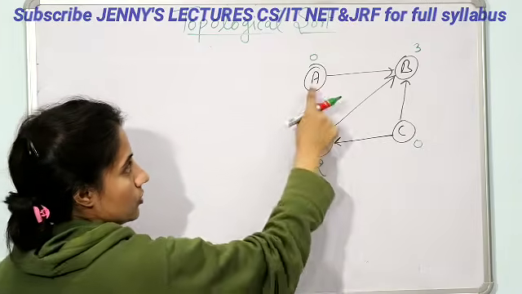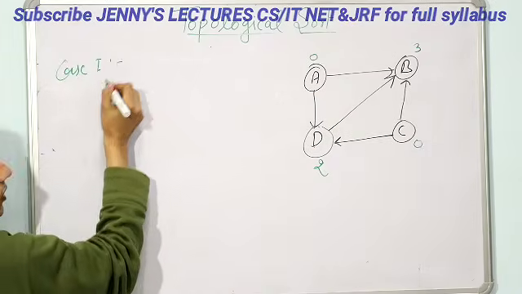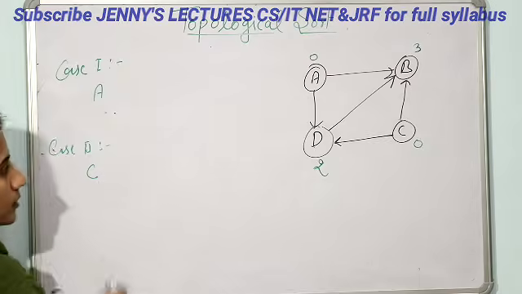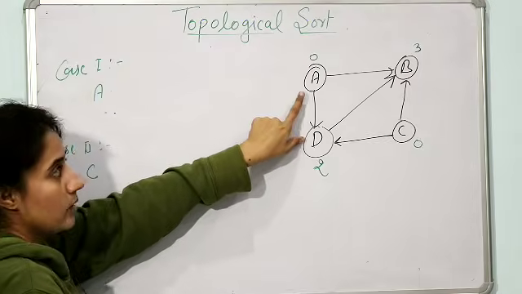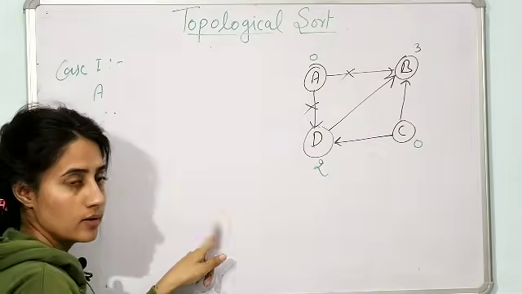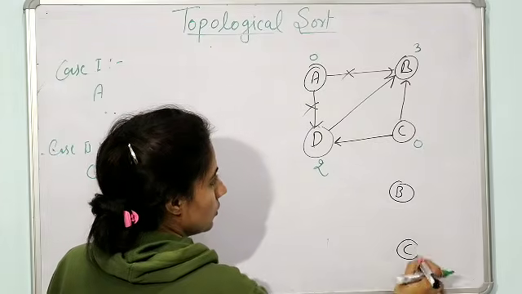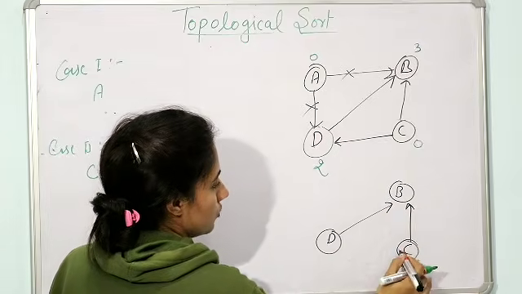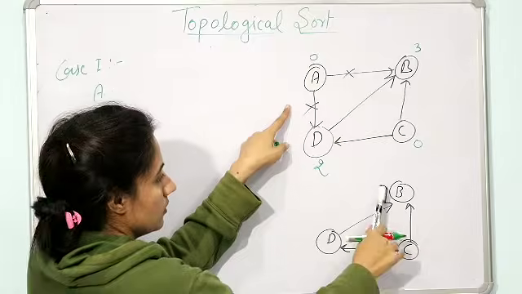You can select either C or you can select A. So case 1 is we have selected A, and suppose case 2 we have selected C. Now in case 1 we have selected A. Now after selection of A, these would be deleted, and the graph would be something like that. We have B, we have C, we have D, this one and this one, and these edges have been deleted.